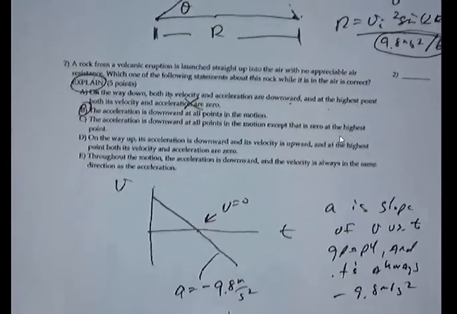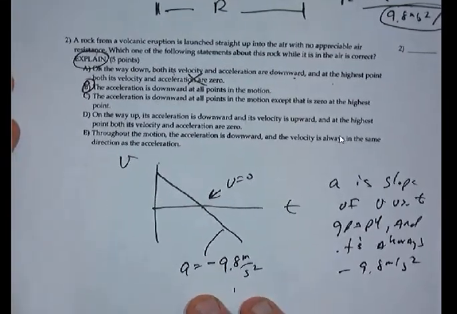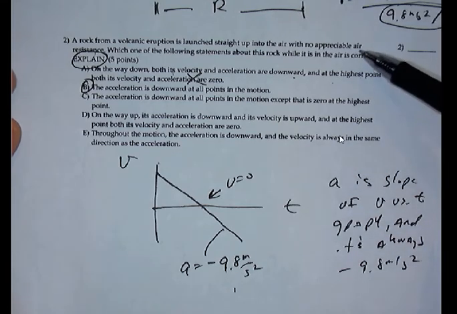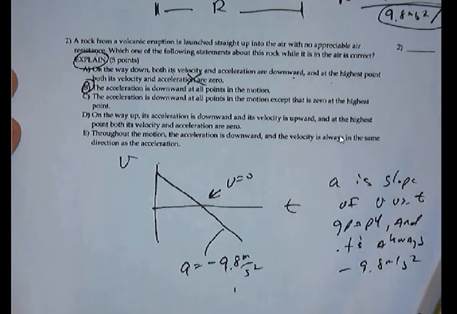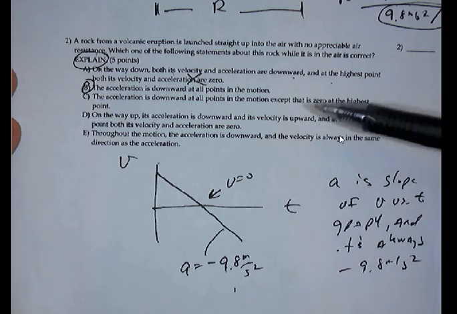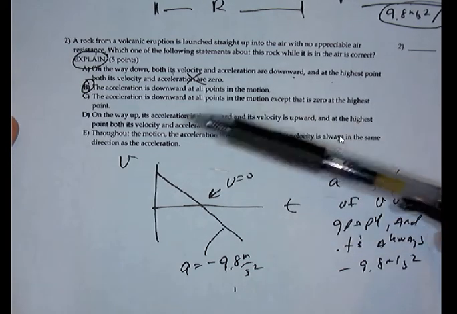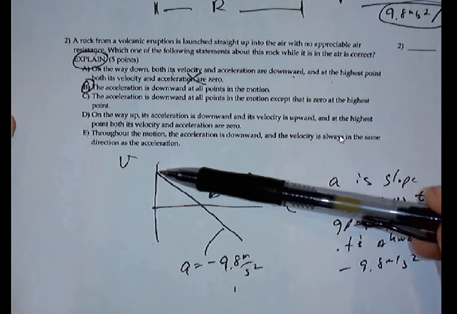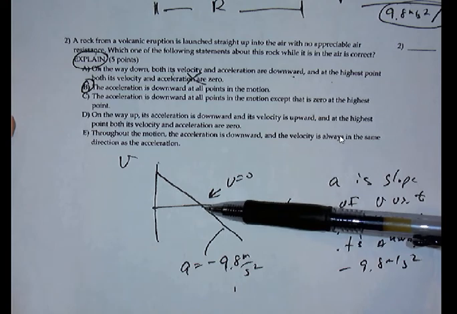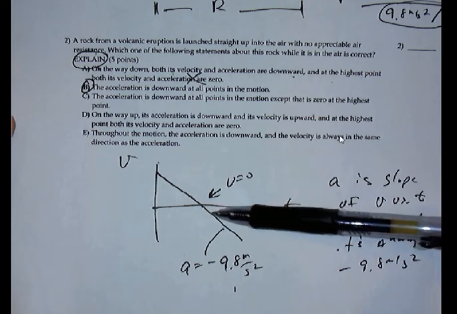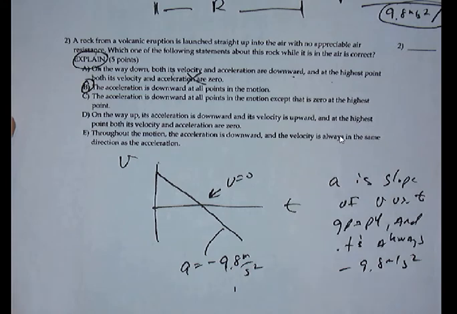Okay, the second one: a rock from a volcanic eruption is launched straight up into the air with no appreciable air resistance. Which of the following statements about the rock while it's in the air is correct? Before I even start thinking about it, here's what the velocity versus time graph would look like. The velocity starts out positive because it's going up, gets less and less positive as it slows down. At the highest point, the velocity is 0, and then on the way down, it becomes negative. The entire time, though, it's under the influence of gravity, so it's negative 9.8 meters per second squared. And that's the slope of this graph.